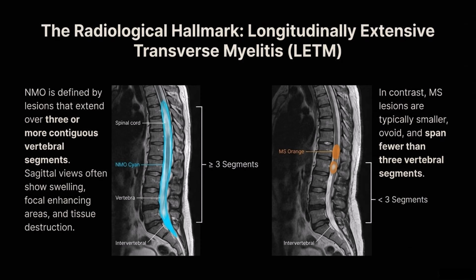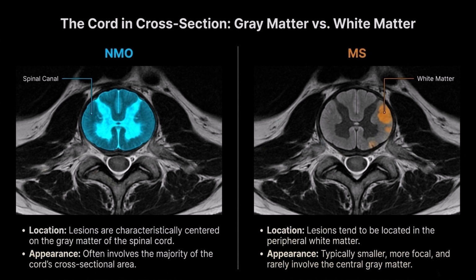Additionally, when we examine the axial MRI sequences to look at the cross-section of the spinal cord, a distinct pattern emerges. In NMO, the inflammation is characteristically centered right in the middle, targeting the central gray matter, or majority of the cord's cross-sectional area. This is a major difference from MS, where the lesions tend to be located on the outer edges within the peripheral white matter.